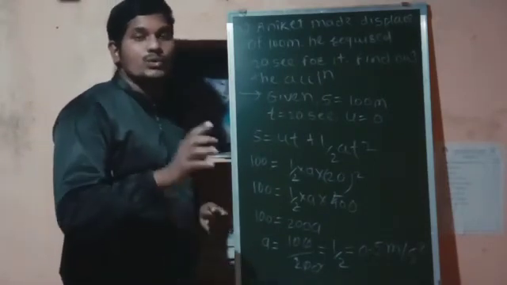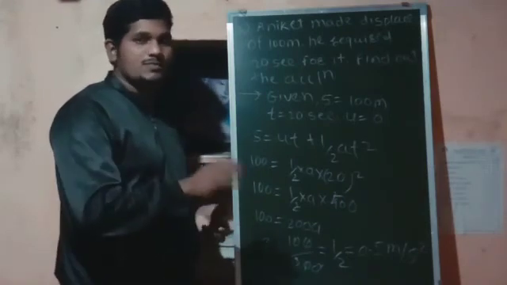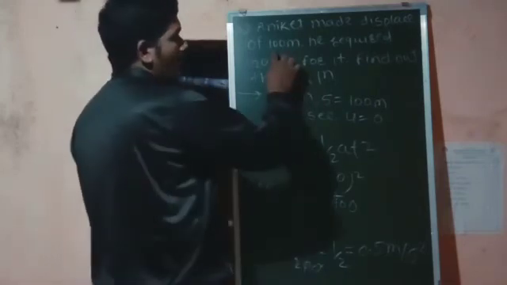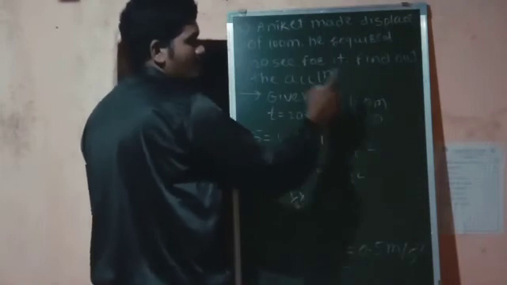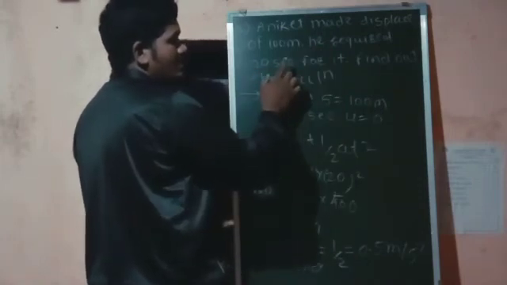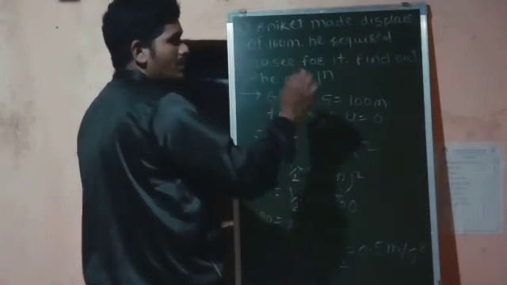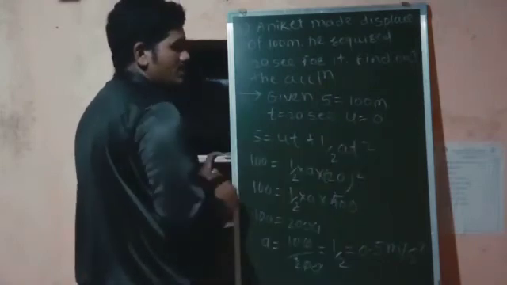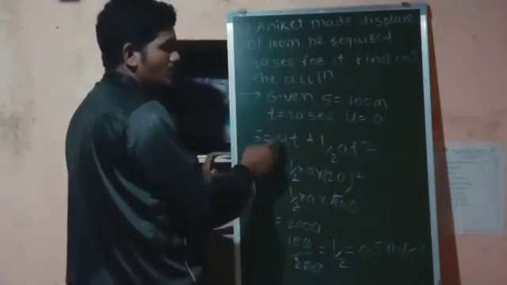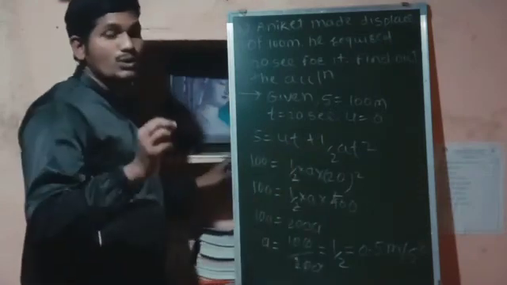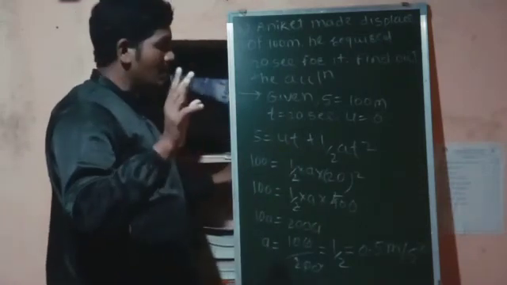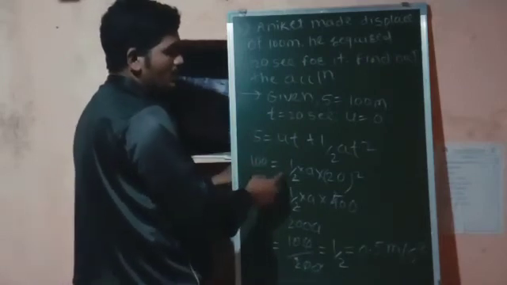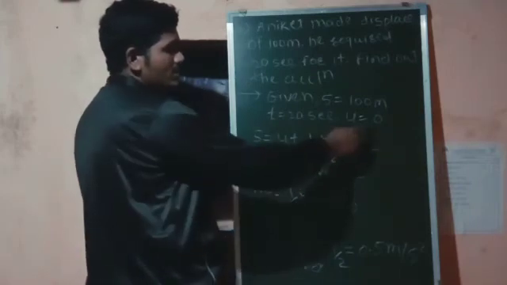But still, for those students who have not understood this problem, I will explain one more time. First of all, we have written the given terms: 100 meter is the displacement, so S is equal to 100 meter. 20 seconds is the time required to make that displacement, so T is equal to 20 seconds, and the initial velocity is 0. So the formula we have to use is S is equal to ut plus half at square. I have told you how to choose the formula out of those three, and simply we have put the values.